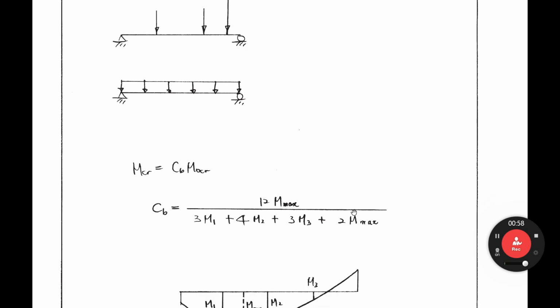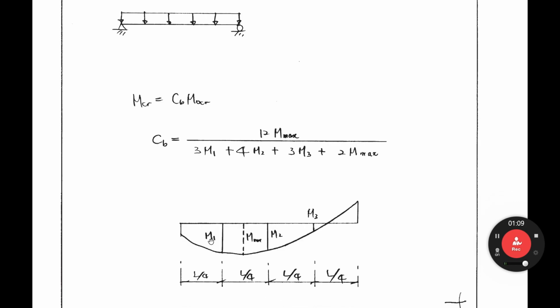CB can be calculated with this equation: the maximum moment and this moment gradient. And M1 is the 1/3 point here. M2 is the midpoint here. M3 is another 1/3 point here. If you input these values here, you can calculate CB. Then you can get the MCR.